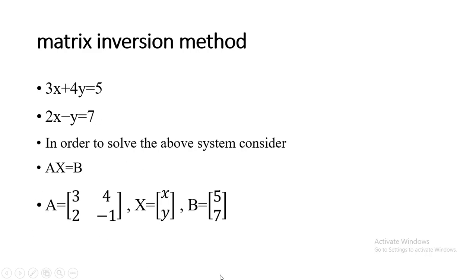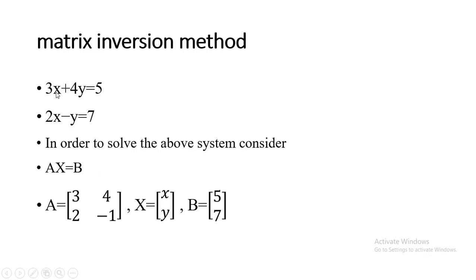So when we are representing these two equations in the form of a matrix, how will we represent it? Now A means a coefficient matrix, x will be a variable matrix, whereas b will be a constant matrix. For the coefficient matrix, we are going to say that these 3, 4, 2 and -1 are the coefficients.